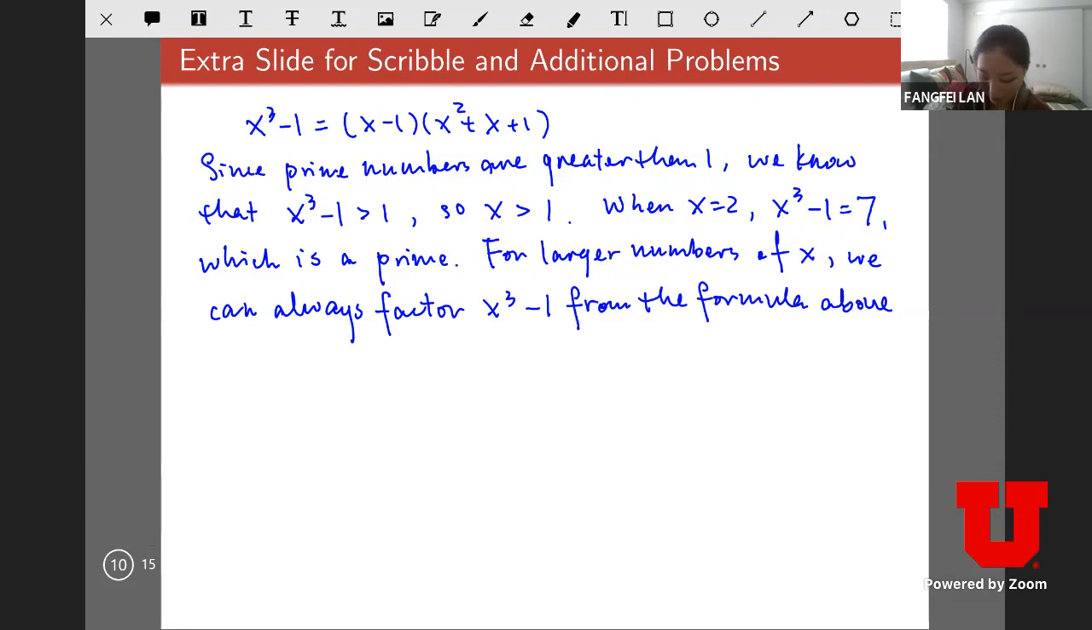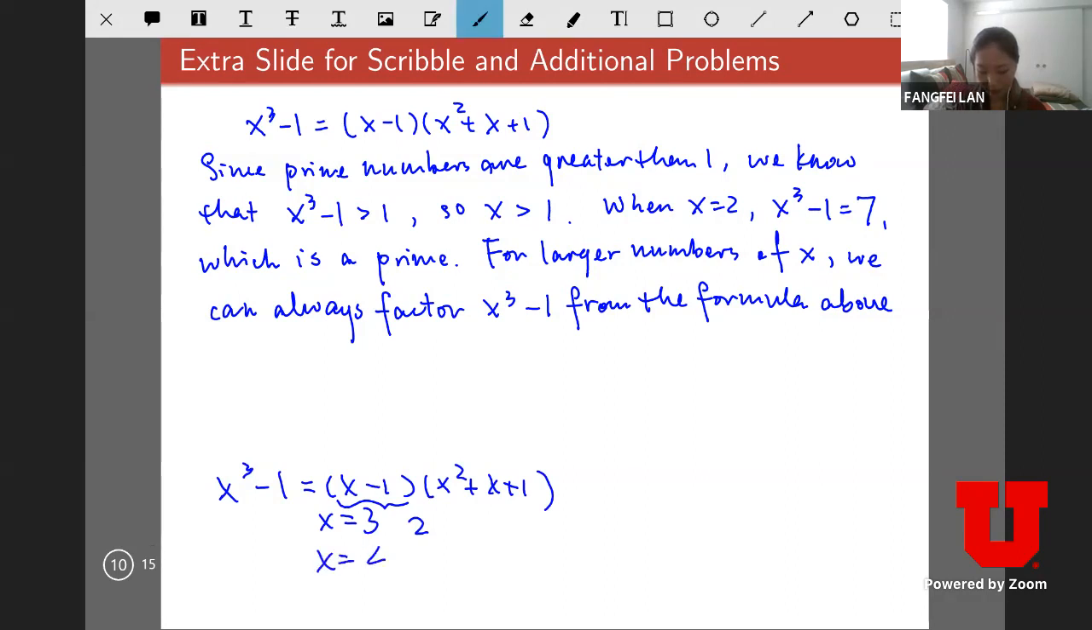So basically this is saying x cubed minus 1 is equal to the formula above, right? If we increase the value of x, let's say when x is equal to 3, the first part will become a 2. And when that happens, we already know this is not a prime number. And then if you keep growing, x is equal to 4, then x minus 1 is 3, right? So you can always have 2 times something or 3 times something, and then it continues to grow. That means x cubed minus 1 is not a prime anymore.